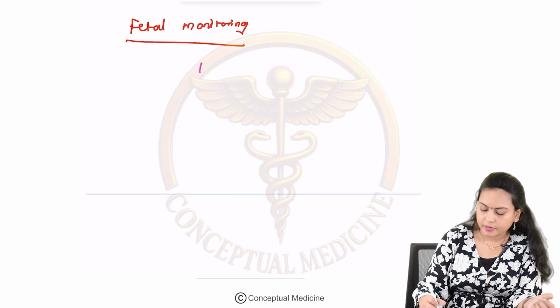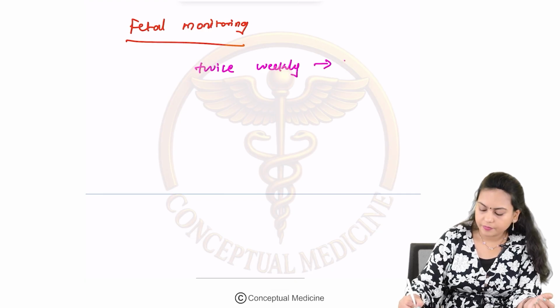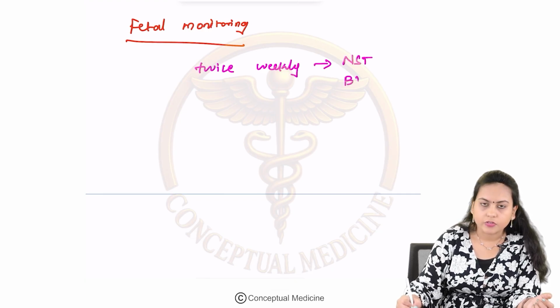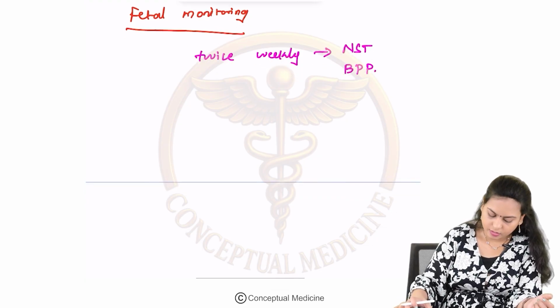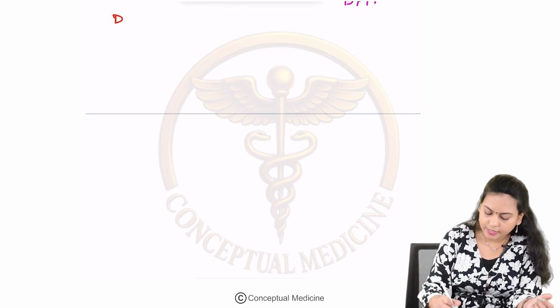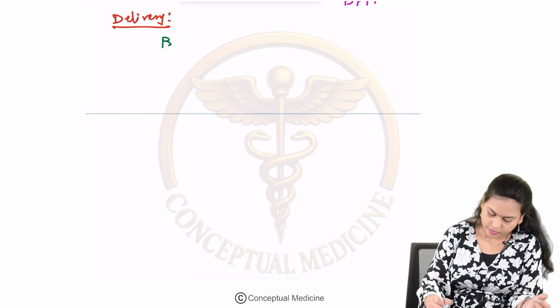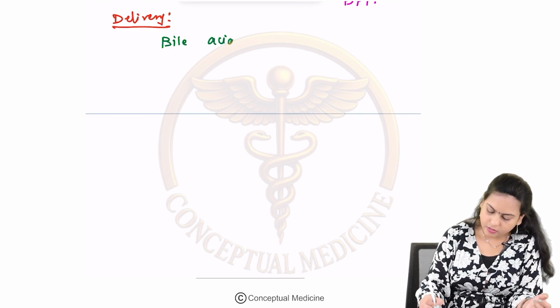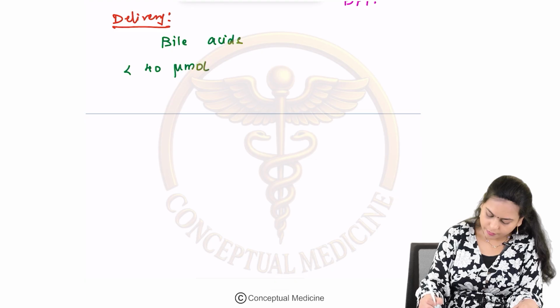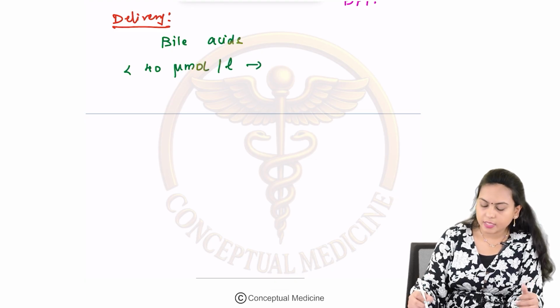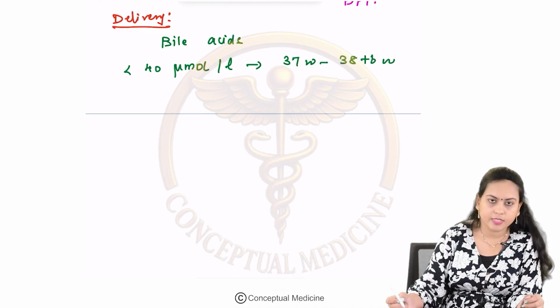During the antenatal period, at least twice weekly, you have to offer them NST or biophysical profile. Clear? And when to plan the delivery. Delivery timing can be planned based on the bile acid levels. Okay. So, if the bile acid levels are less than 40 micromole per liter, then you can plan the delivery between 37 weeks to 38 plus 6 weeks.